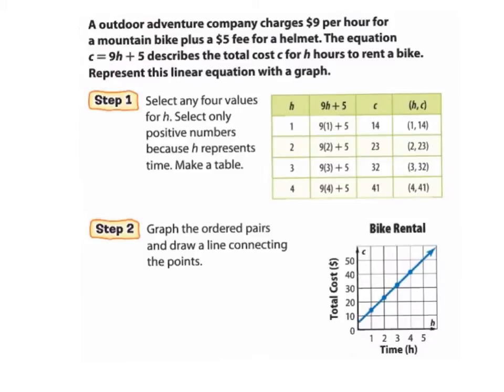So inputting into my equation, you can see that my C values come out to be 14, 23, 32, and 41, and I have my ordered pairs. Graph my ordered pairs, and I'm drawing a line connecting my points, and you can see that I have a linear equation for this graph. So if I wanted to say that I'm renting the bike for 5 hours, not in our table, I can look at my graph and see that it's going to cost me $50, because my point would be right there.